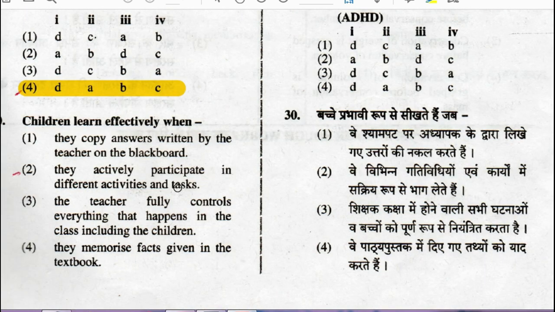Next, 30, children learn effectively when they actively participate in different activities and tasks. The right option is option 2.